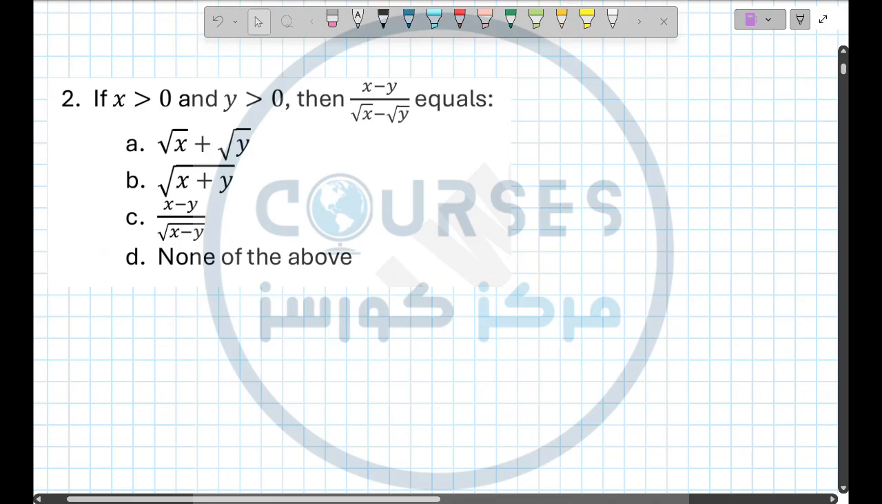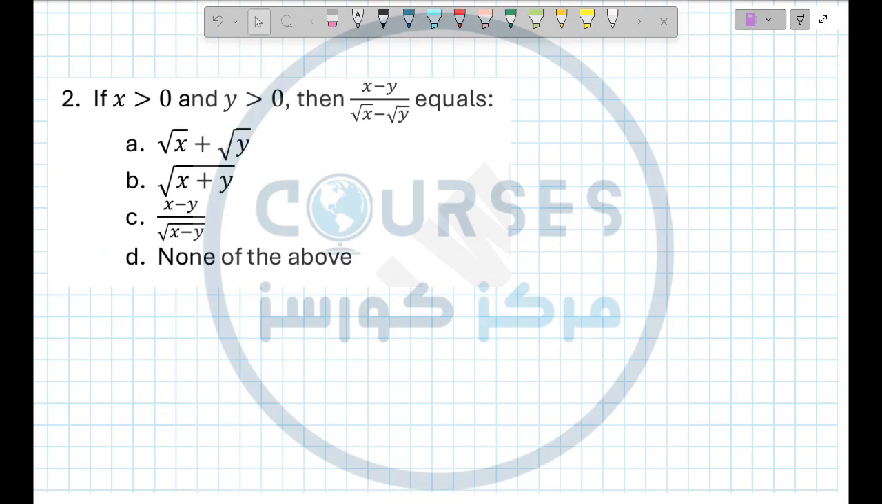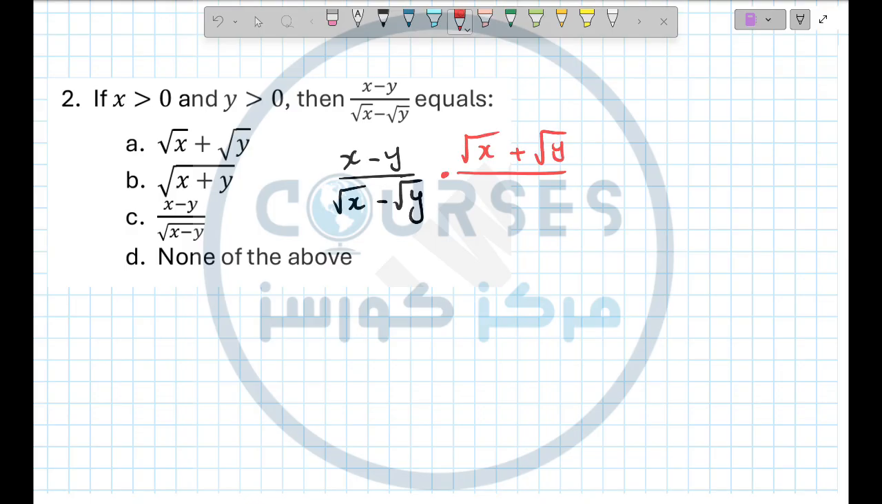In this question, we have a root in the denominator, so we need to cancel it. How can we do that? Yes, by multiplying by the conjugate. So x minus y over the square root of x minus square root of y. We're going to multiply by the conjugate of that. So that would be square root of x plus square root of y, because the conjugate is the same as the denominator, but changing the middle sign. So that's square root of x plus square root of y.